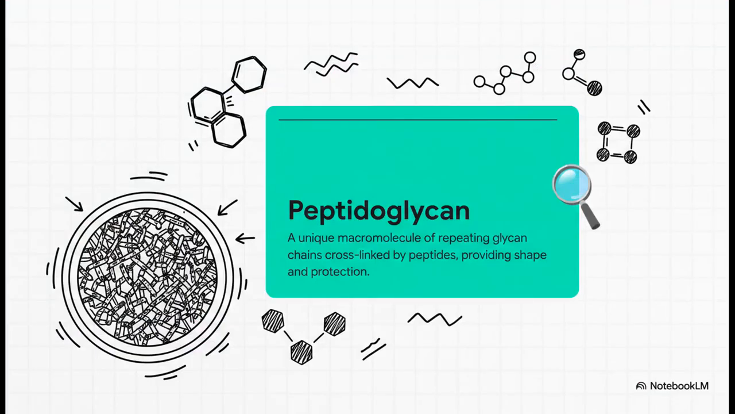And right at the heart of that armor is this absolutely incredible molecule you won't find anywhere else in nature. It's called peptidoglycan. Just imagine a super strong, flexible mesh made of sugars and proteins all linked together. It's like molecular chainmail. This stuff is what gives the cell its shape and, crucially, keeps it from literally exploding from internal pressure. It is the key to a bacterium's survival.